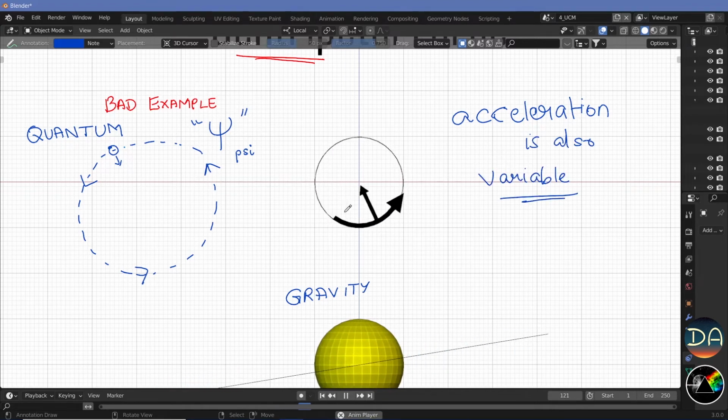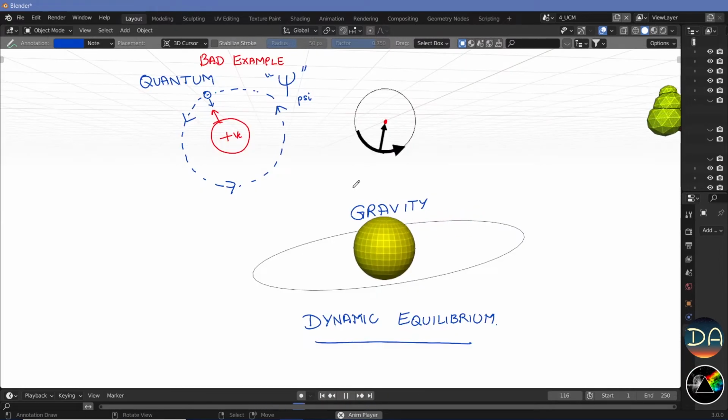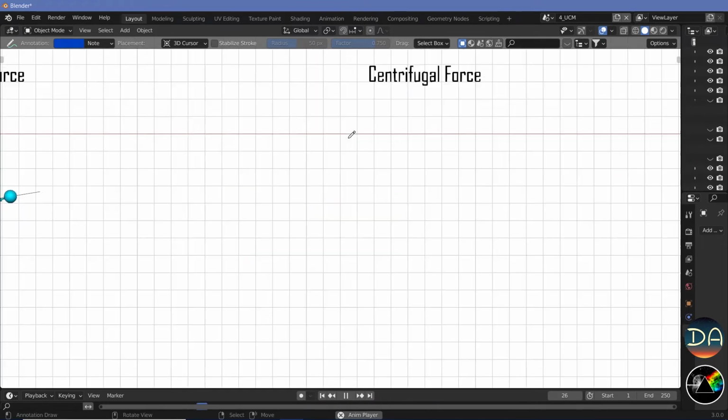So therefore, both the velocity is changing and therefore it's accelerating, and the acceleration is also variable because the direction of force is also changing, and hence the direction of acceleration is also changing. So now let's move on to the last part of this chapter, which is the centrifugal force.